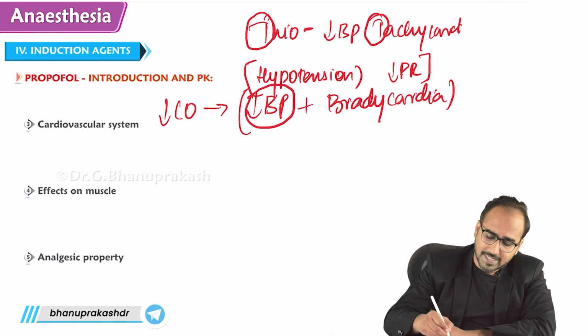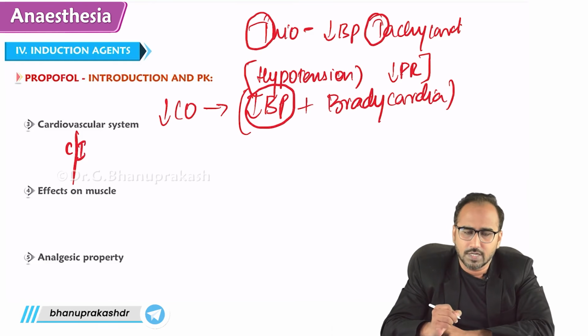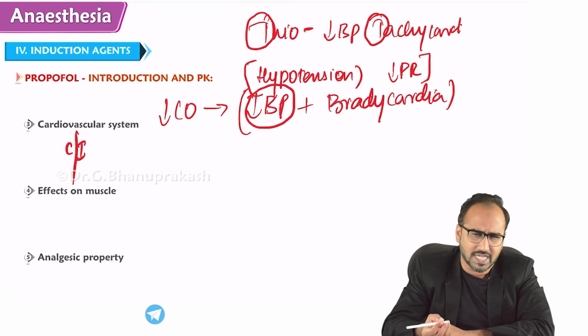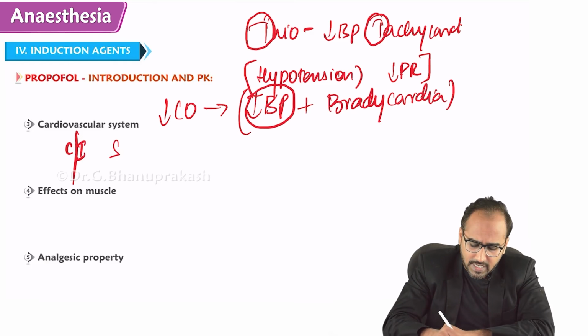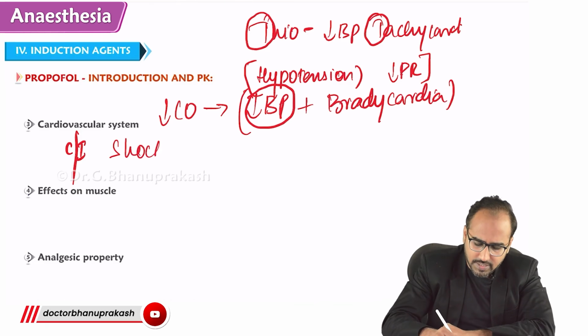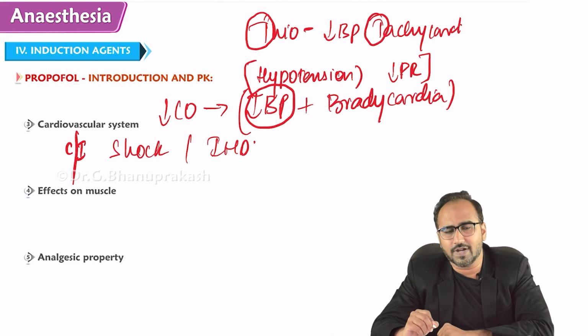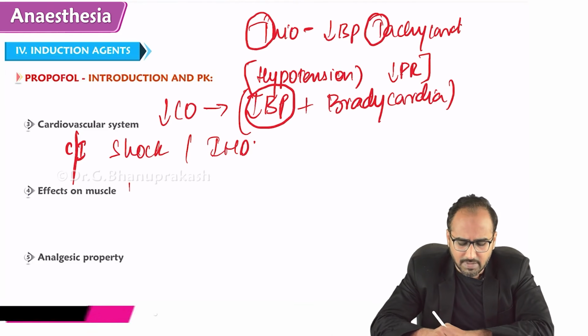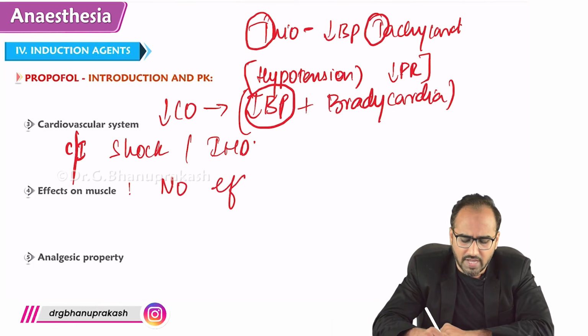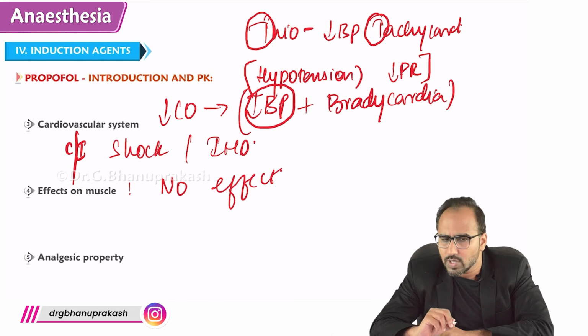So as it is causing hypotension, can you give propofol in shock? No. Same like thiopentone, it has the same contraindication. It is contraindicated in shock as well as ischemic heart disease. Coming to the next system, what is the effect of propofol on muscle? Same like thiopentone, there is no effect.